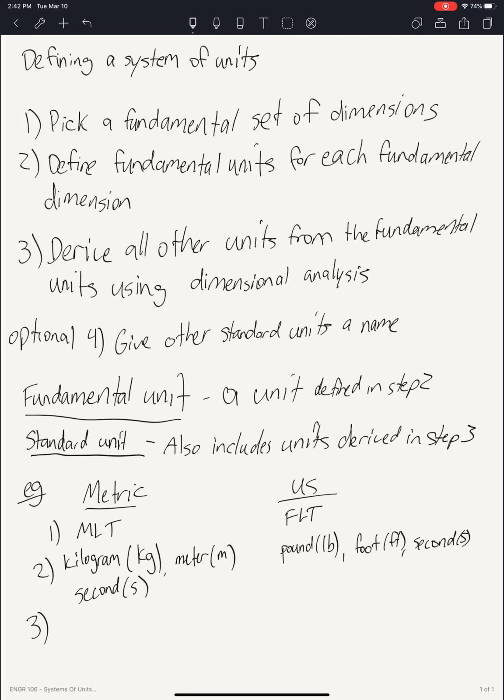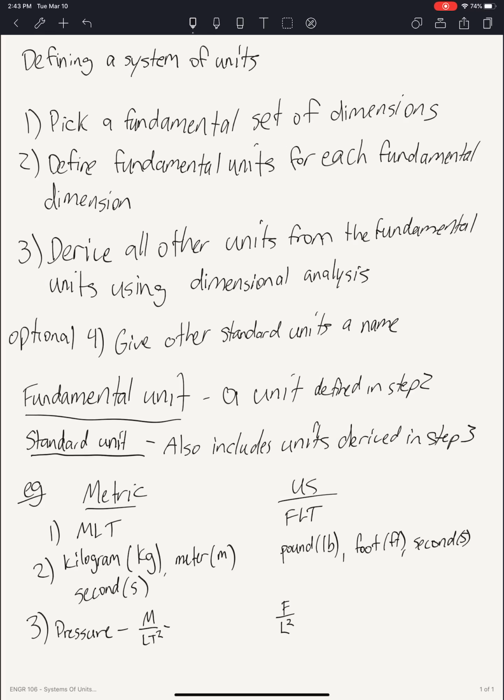For every single dimension, there must be a standard unit derived. So I'll just give an example. Let's do pressure. The first step is determine what are the dimensions of pressure. You want to determine what they are in the unit system that you are using. So for metric, I'm going to talk about MLT, and for the US, I'm going to talk about FLT. For pressure, the MLT dimensions are M divided by LT squared. And for the US, this is going to be F divided by L squared.